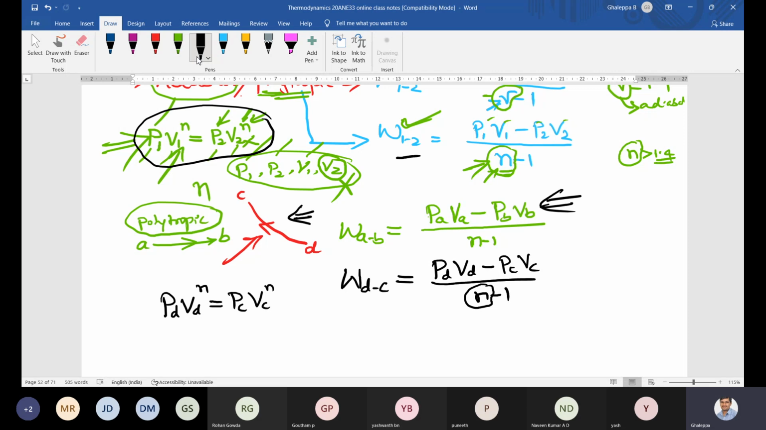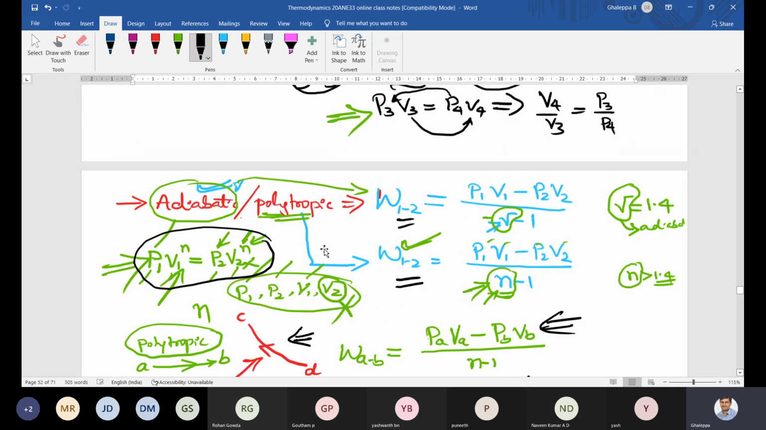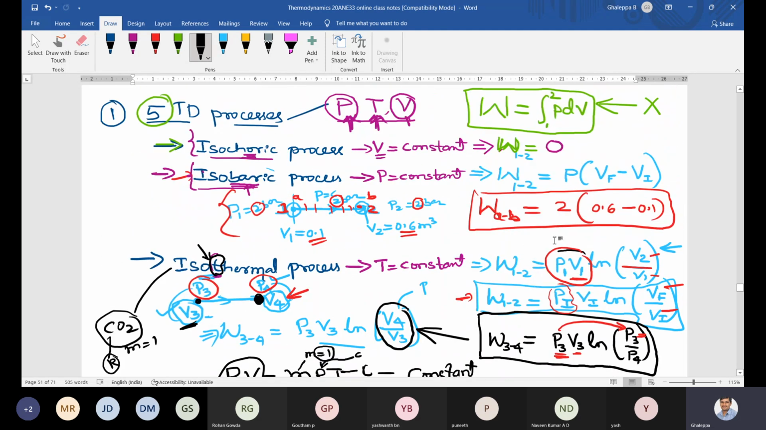This is how we need to remember these four equations. This is one equation, this is the second equation, the third equation is for isothermal, and the fourth equation is for isobaric. Anyway, the value of work done is 0 for a constant volume process. So no need to memorize it. Whenever you say constant volume process, the work done for that process is 0.